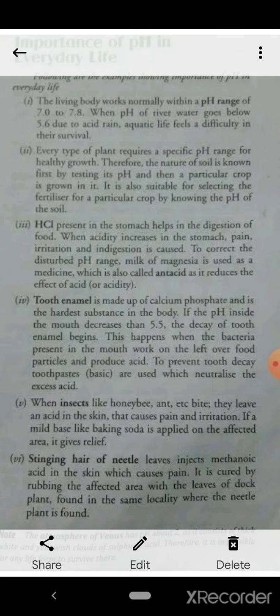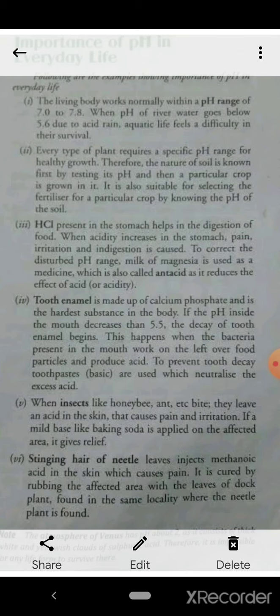Now in tooth enamel, tooth decay starts when the pH of the mouth is lower than 5.5. The decay of the tooth enamel begins in this range. This happens when the bacteria present in the mouth produce acids by degradation of some types of food materials in our mouth. Cleaning the mouth after eating food is the best way to prevent it. Toothpastes, which are generally basic in nature, are used to neutralize the excess acids.